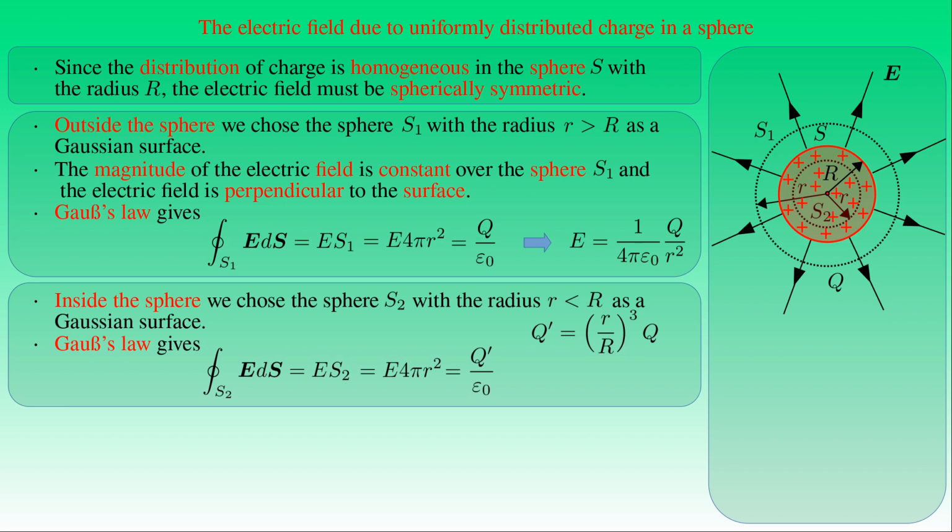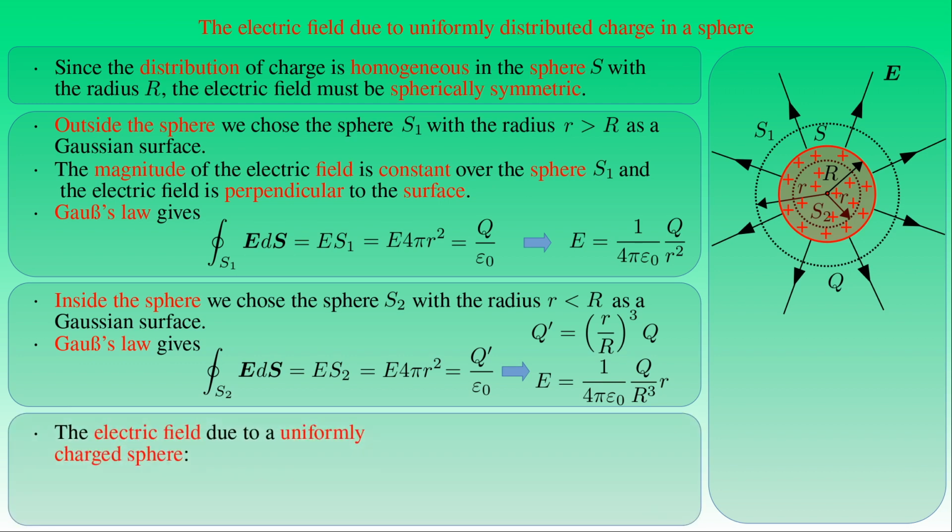If we substitute this expression into the surface integral and express the magnitude E from the result, we obtain 1 over 4 pi times epsilon naught, times q over the cube of capital R, times r. Then we conclude that the electric field E for a uniformly charged sphere of radius capital R with a total positive charge q is the following.